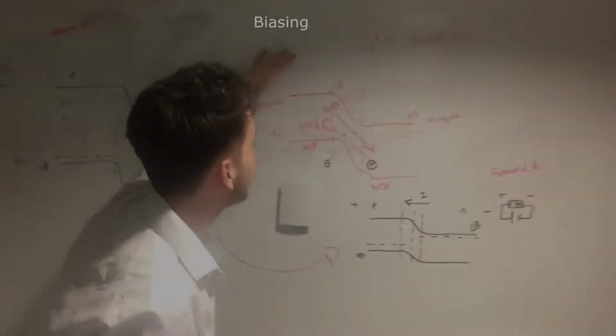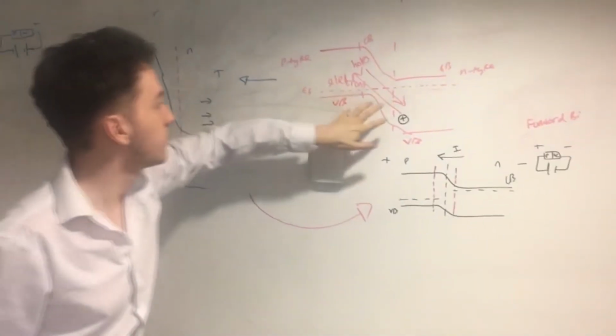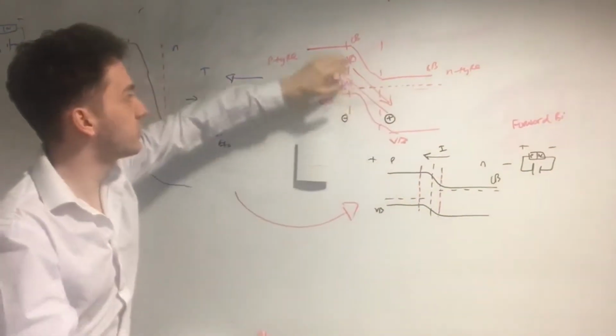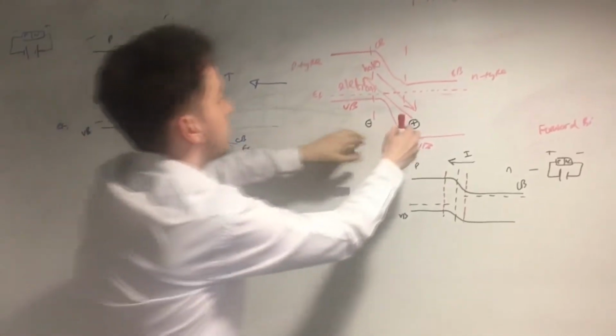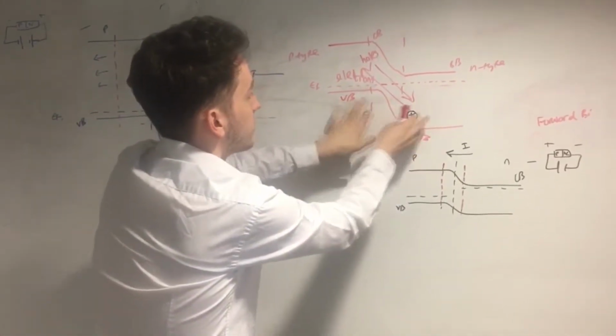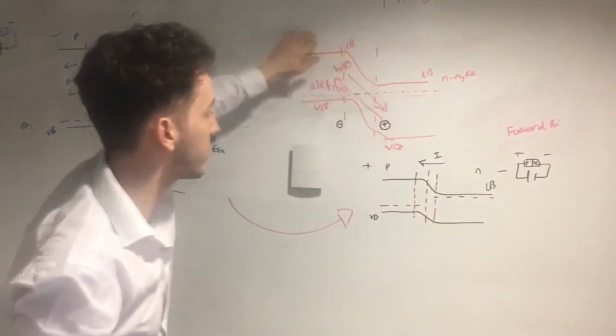Here we have the p-n junction under equilibrium. The electrons cannot diffuse across the junction because they're repelled by the depletion region's electric field. This causes them to be in equilibrium because they can't get across the barrier.